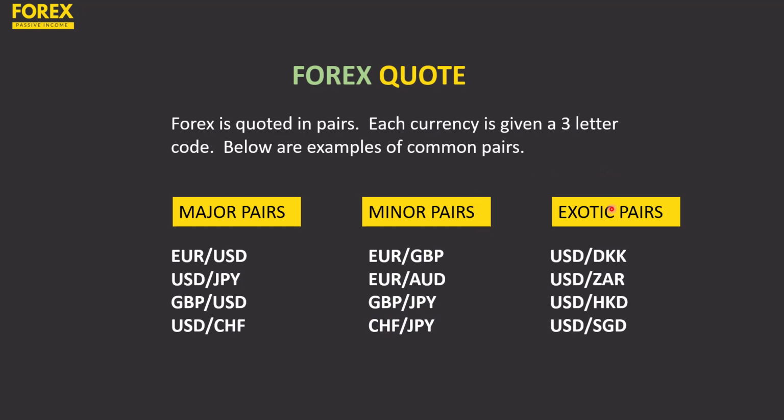Okay, down to exotic pairs. That's when a strong economy pairs with a weak or an upcoming economy. Just like you have the US dollar with Denmark, the US dollar with South Africa, the US dollar with Hong Kong, and the US dollar with Singapore. Just like I explained earlier, it mustn't be the US dollar. It could be the euro, Great Britain, or any of these strong economies pairing with an upcoming economy. That gives birth to what we call an exotic pair.